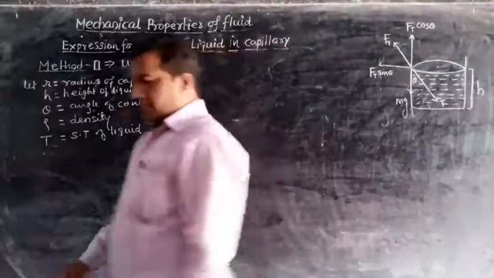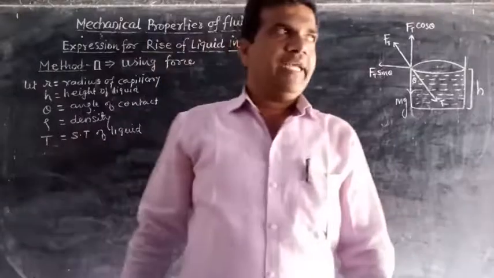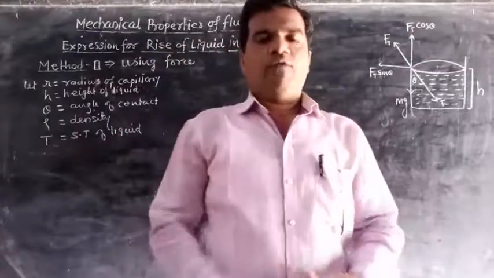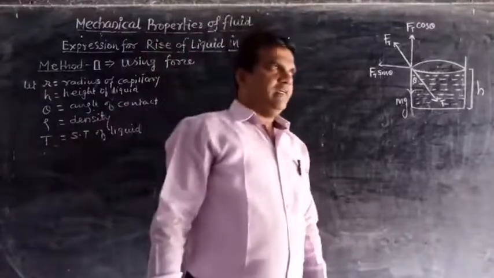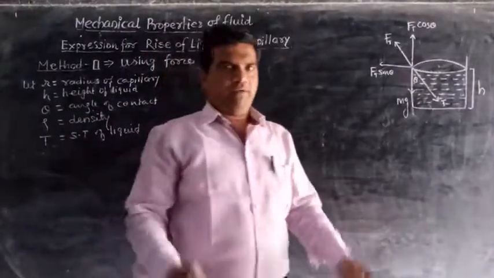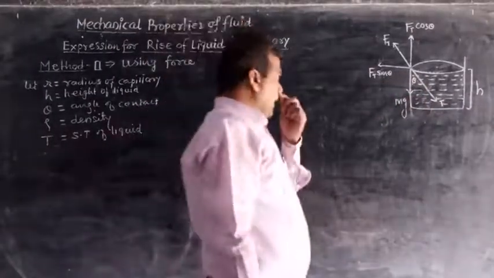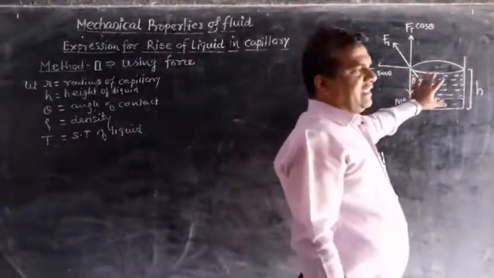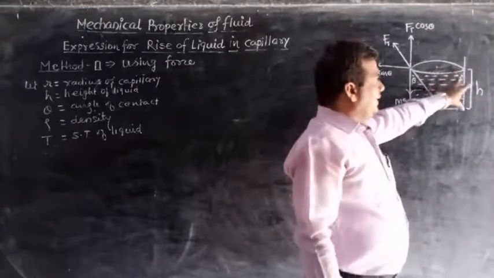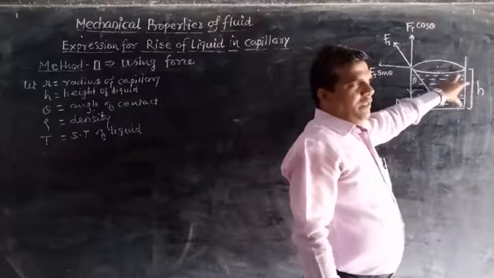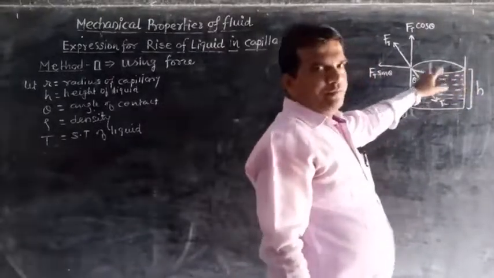Now, the second method to determine the rise of liquid in a capillary tube, that is the method of force. Here we consider a liquid which partially wets the solid, in a beaker, and a capillary tube is dipped into the liquid. Then the liquid will rise in the capillary tube up to height h. The meniscus of the liquid is concave.